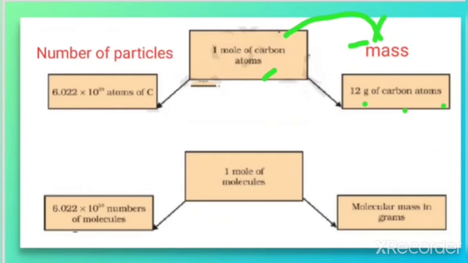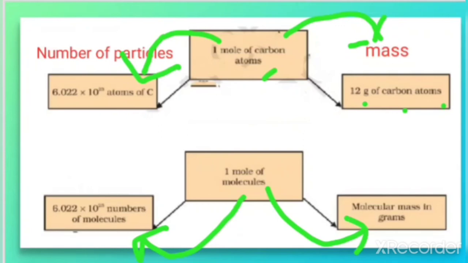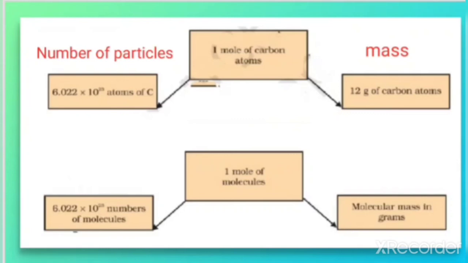But when we talk about the number of particles, I told you the number of particles is the same for 1 mole of any substance. So if I'm telling 1 mole of carbon atoms, what is that? That is equal to 6.022 into 10 raised to power 23 carbon atoms. But if I'm asking you what is the number of molecules in 1 mole? That is equal to 6.022 into 10 raised to power 23 molecules. And their mass will be equal to the molecular mass in grams. So we can compare the mole in terms of mass and the mole in terms of numbers. As I told you, the number is always the same: 1 mole of any substance is equal to 6.022 into 10 raised to power 23 particles. But the mass is different.